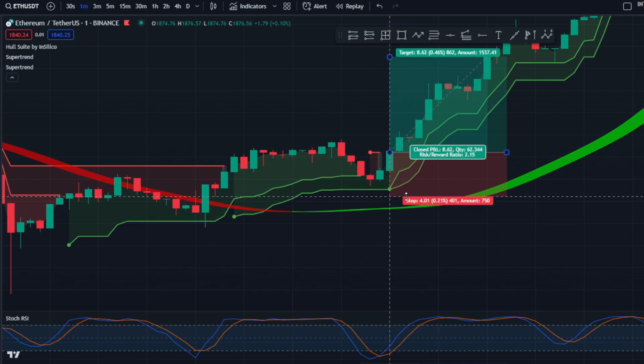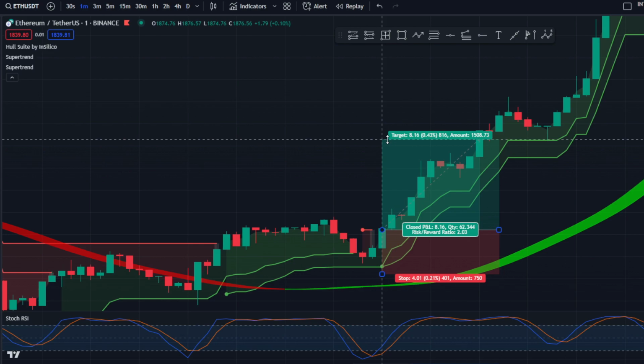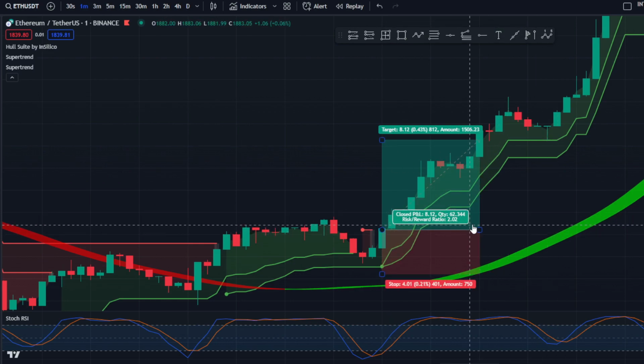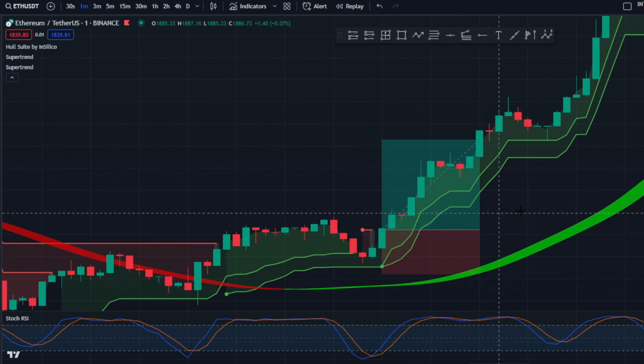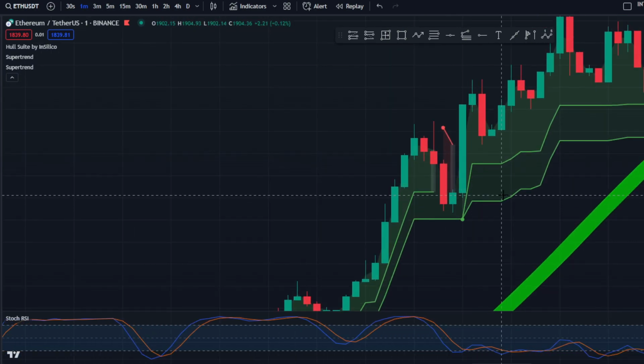You can put your stop loss below the Supertrend line, and what you want to aim for is a 2:1 risk to reward ratio. A lot of times we aim for 1.5:1, but with this Supertrend strategy we are aiming for a 2:1 risk to reward ratio because this will give us the highest win rate.